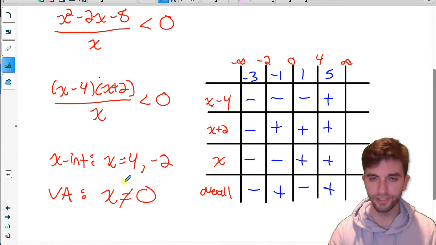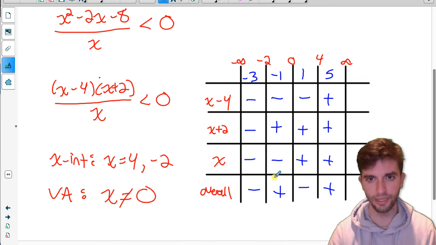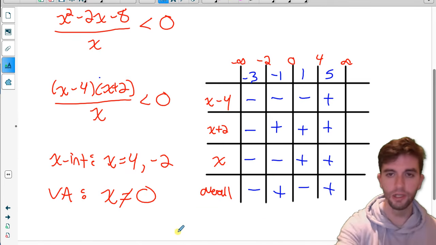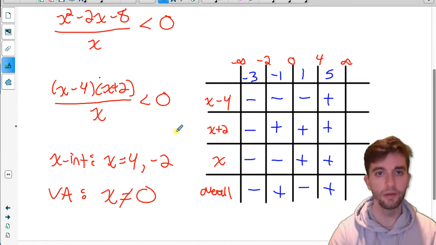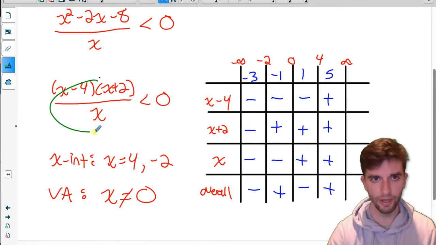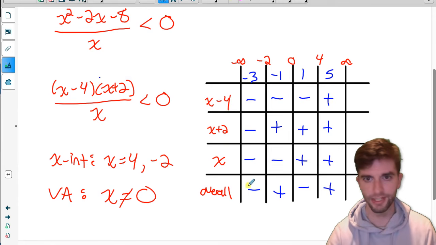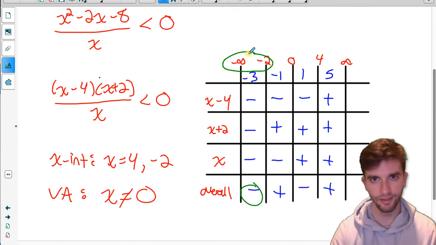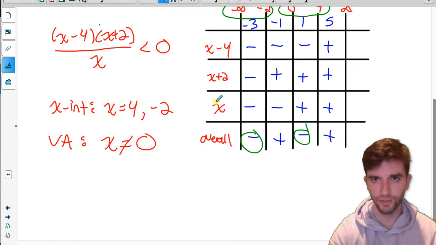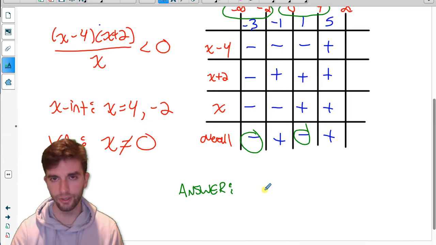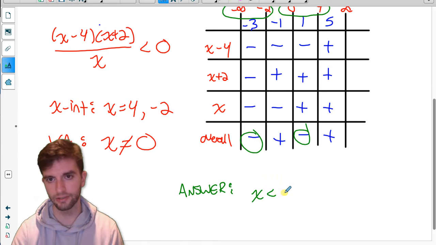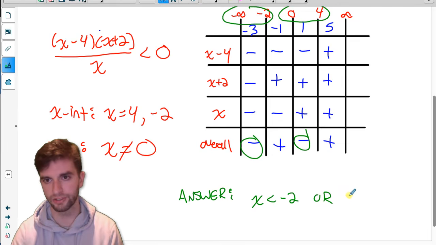Okay, now that we have the factor table complete, all we have to do is look at the bottom row and look for when is it negative, because our inequality is asking when is this less than 0. So it's less than 0 whenever it's negative. It's negative in that interval and in this interval. So I could write that in 2 ways. As inequalities, I could say x less than negative 2, or between 0 and 4.